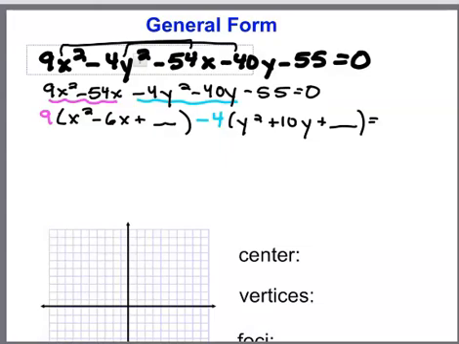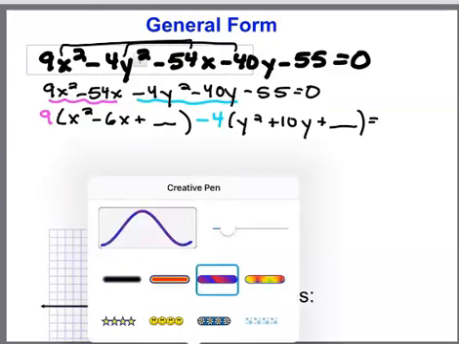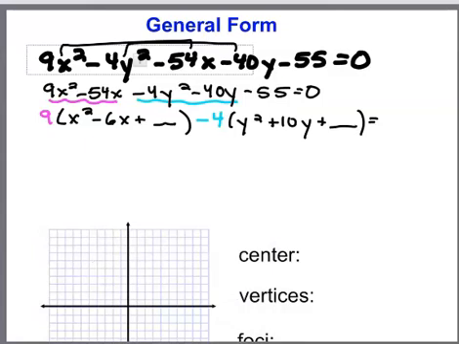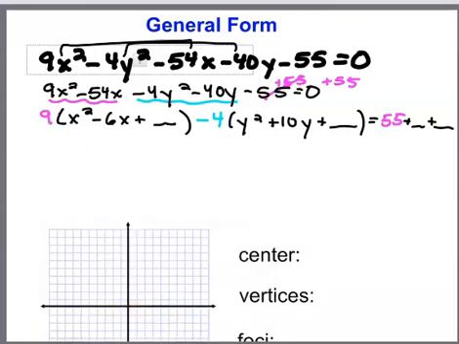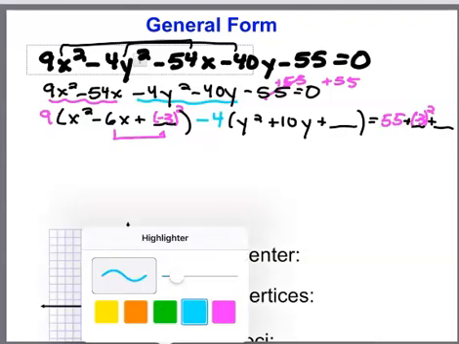And finally, I need to add that 55 to the other side. So if I add 55 to both sides, that's going to cross off. And then we've got to put a blank and a blank. So now we're going to half it. So half of -6 is -3. And we'll square it, and we'll add it to both sides. We're going to do the same with the y's.